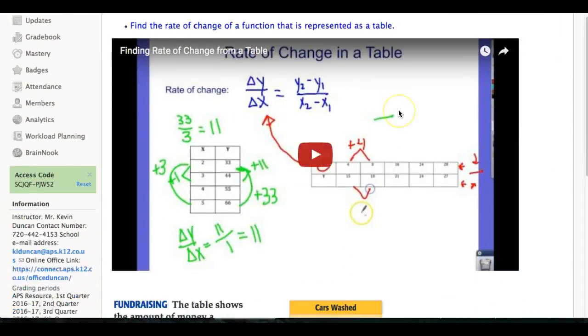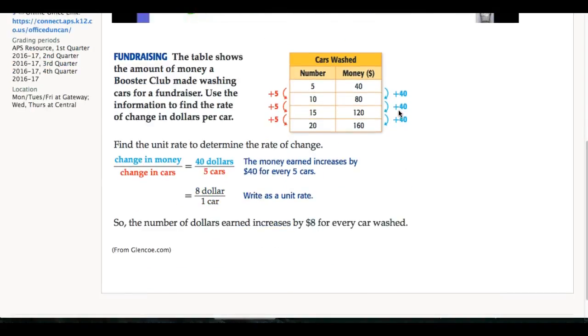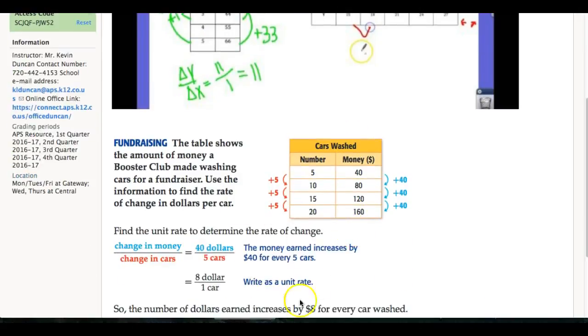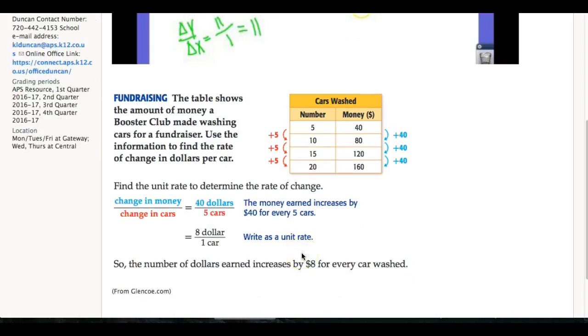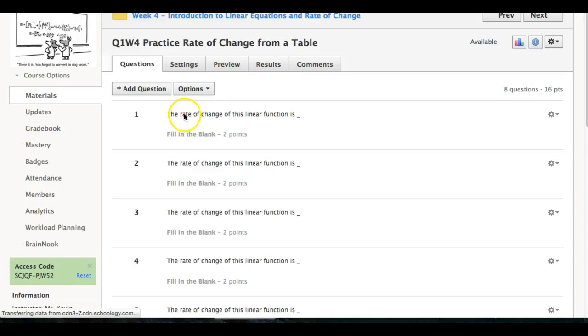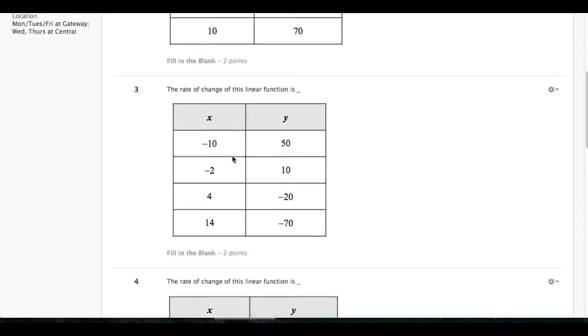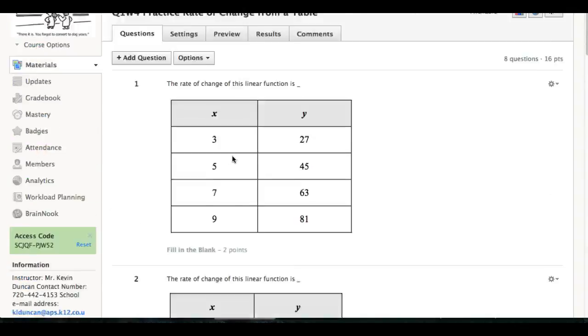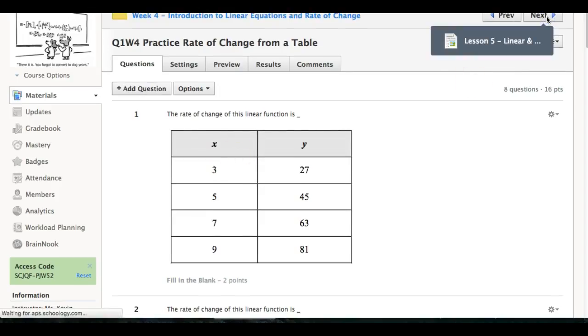Rate of change from a table, pretty self-explanatory. Here's the video, and then here are some examples beneath it. The practice is just that. Here are some tables. Now find the rate of change. Pretty simple.